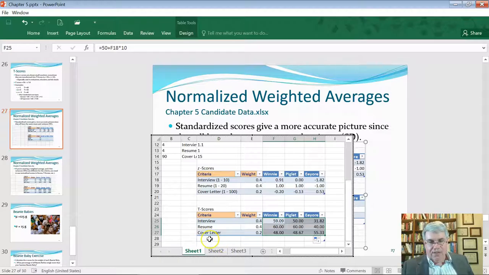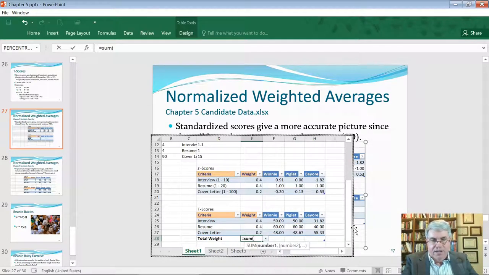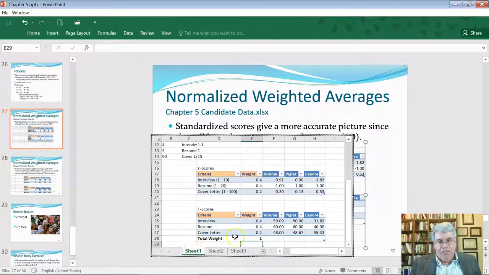Now let's calculate the total weighted average. So let's calculate the total weight first. Total weight. I'm going to put that there. And I'm going to say that's going to be equal to the sum of E25, E27, those three numbers. So we've got a total weight of 100%.